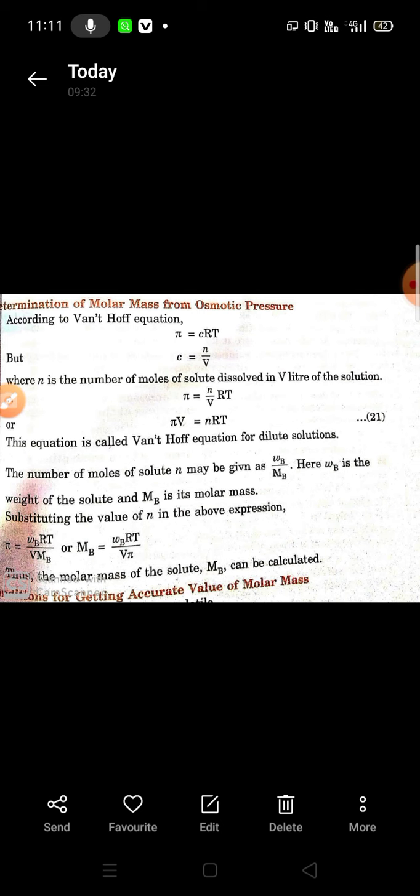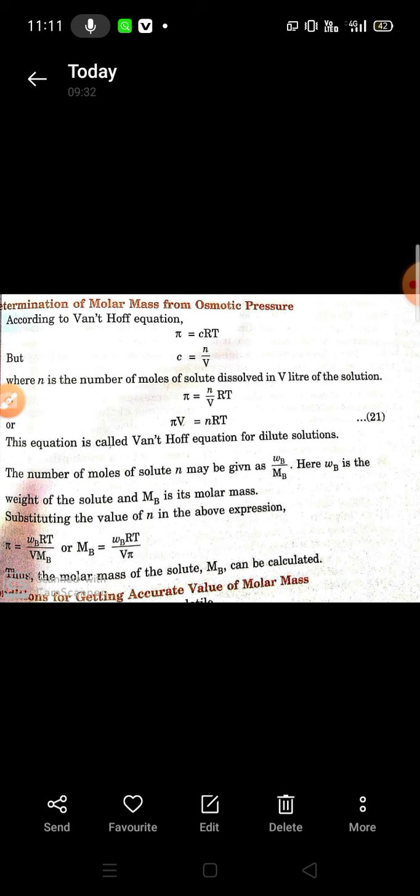Now we put the value of n by V in place of C. Then we will get pi equal to n by V RT. Now we cross multiply: pi into V equal to nRT. This equation is called the van't Hoff equation for dilute solution.